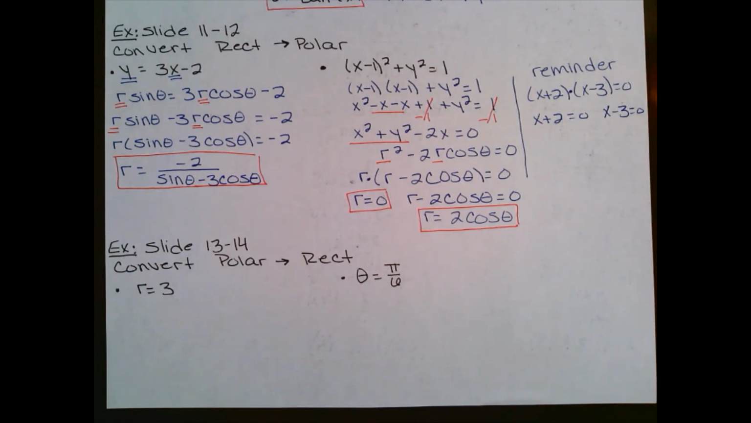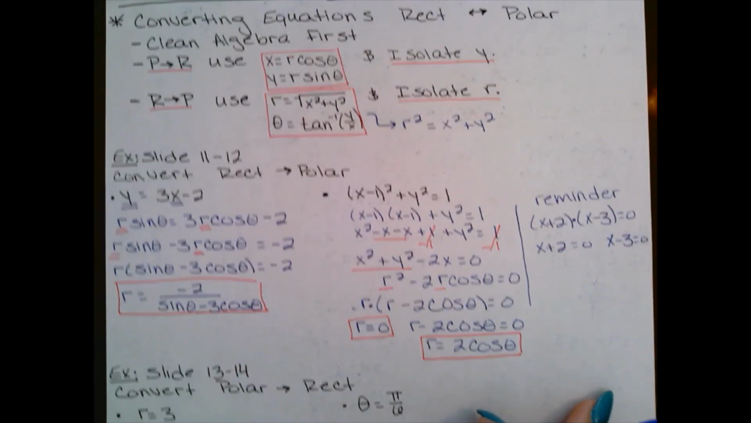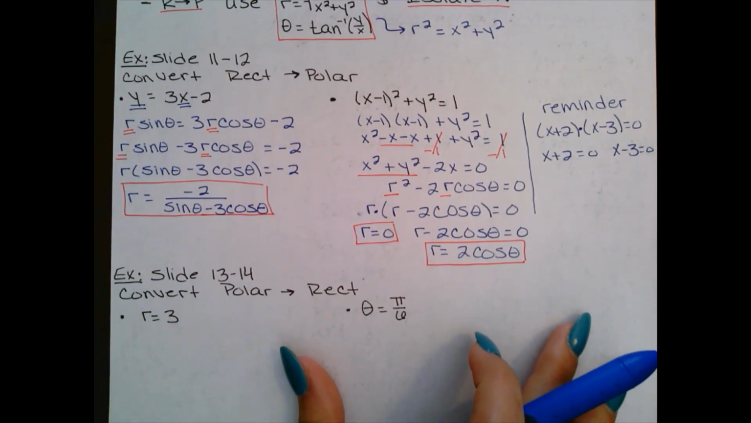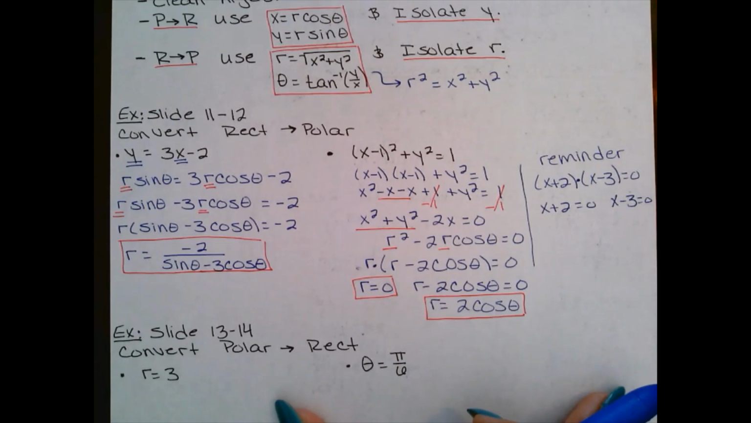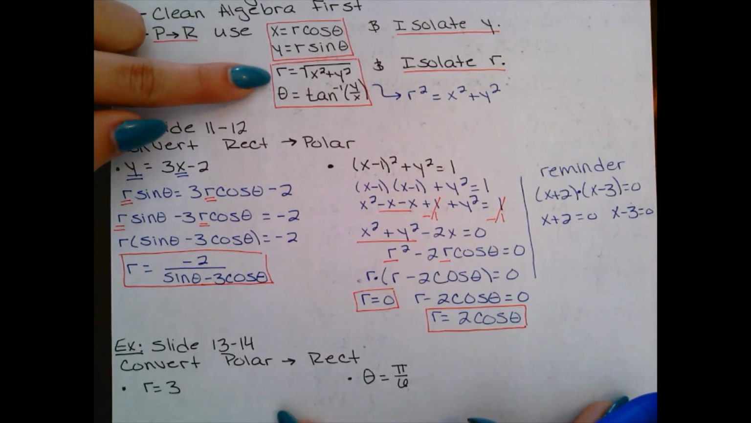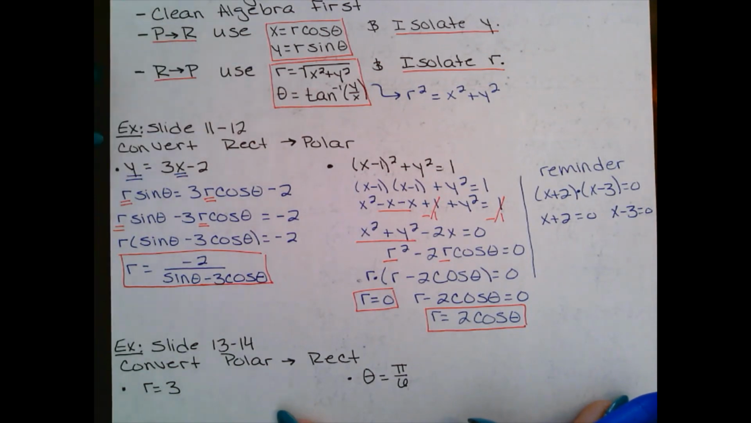For these next two problems, we're going to be converting from polar form to rectangular. So we're going to still be using these formulas that I wrote up here. Let's look at this first one on the left. It says r equals 3. So if you take a look up here, we have a formula for r. Okay, so we're going to replace that r with the right side of this formula.